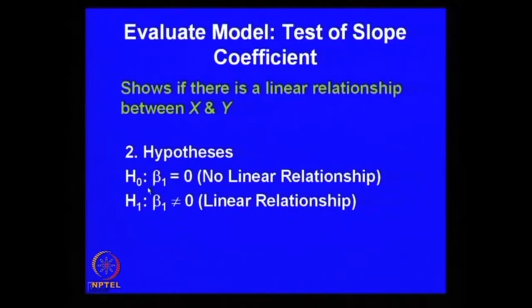So, if H naught is accepted, then we conclude that there is no linear relationship between the regressor variable and the response variable, and we say that x is of little value in explaining the variation in y. Whatever be the value of x, we can estimate the response variable y by y bar.